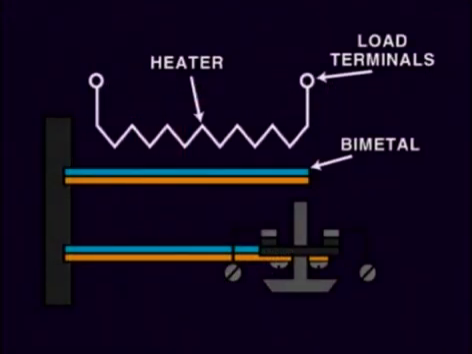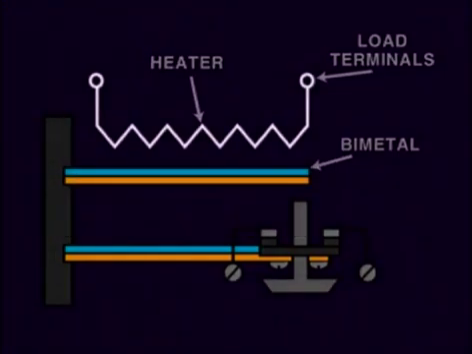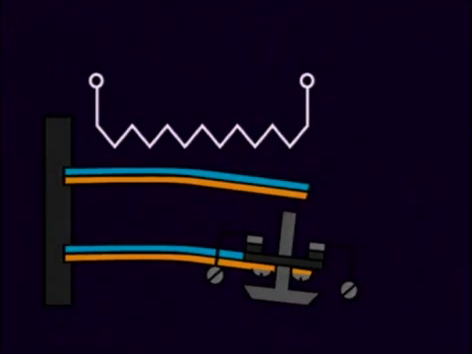Bimetal overloads may provide a compensating bimetal strip which is added to the assembly. This compensating strip allows the relay to adjust for changes in ambient temperature at the location of the overload assembly, which is usually close to the motor starter.